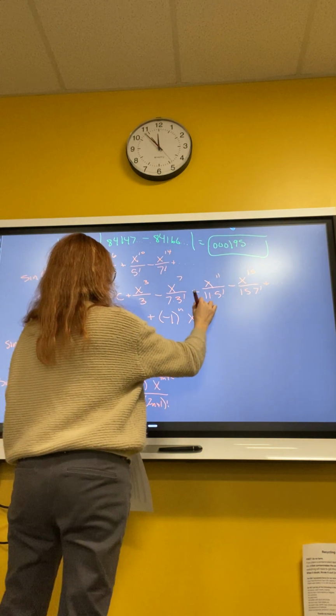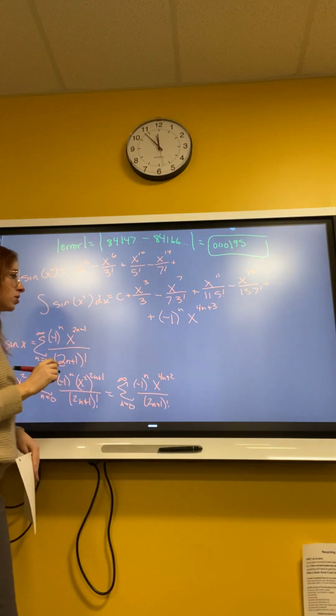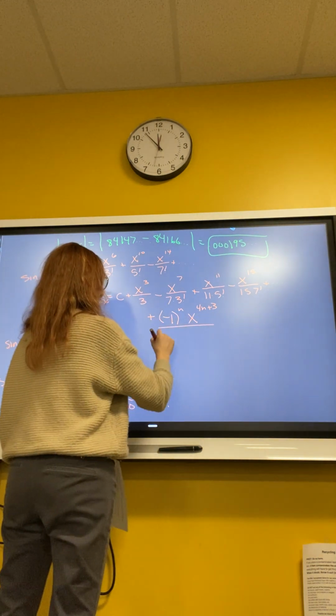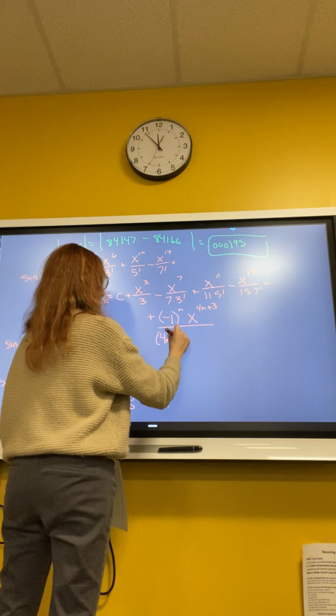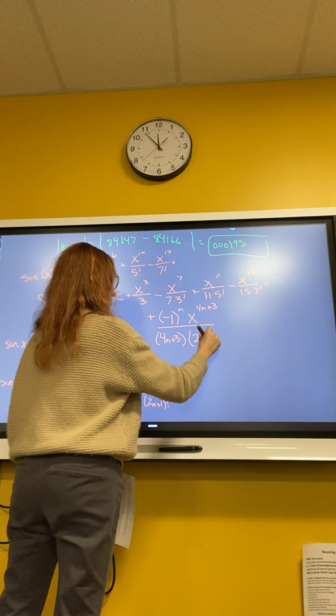So adding 1 to that exponent is going to be 4n plus 3 instead of plus 2. And then I divide by that new number. So I'm dividing by whatever that exponent is. And I still have my factorial here.